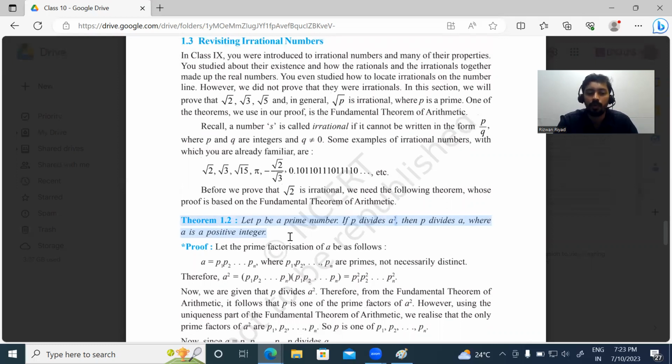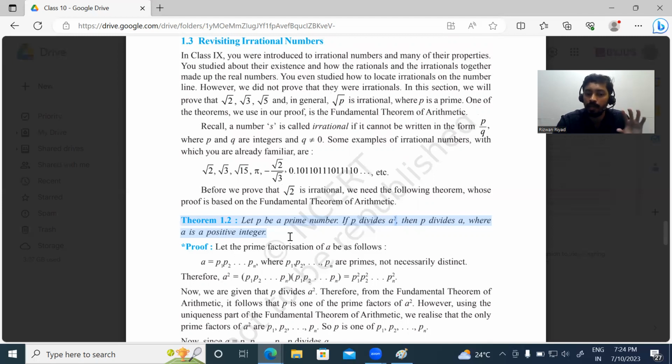You can read this, theorem 1.2. Let P be a prime number. If P divides A square, then P divides A, where A is a positive integer. That means, suppose you have a prime number P, and you have a positive integer A. If P divides A square, that means A square is divisible by P. A square means square of A. If that A square is divisible by P, then definitely P divides A.